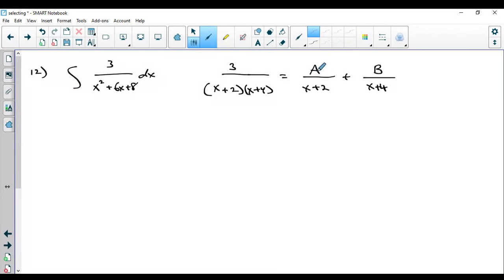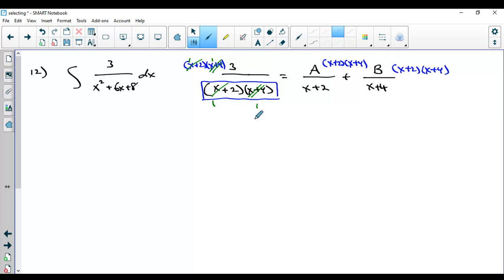So now what the heck do I do? I've got to figure out what A and B are, right? It's actually pretty easy. Is there a magical term that you could think of to multiply this equation by so that all of these denominators cancel? And hopefully you're saying, well, yeah, that magical term will always be right here, right? So if I multiplied this side by x plus 2 times x plus 4, and then multiplied this by x plus 2, x plus 4, and then multiplied this by x plus 2, x plus 4, take a look at what happens, right?